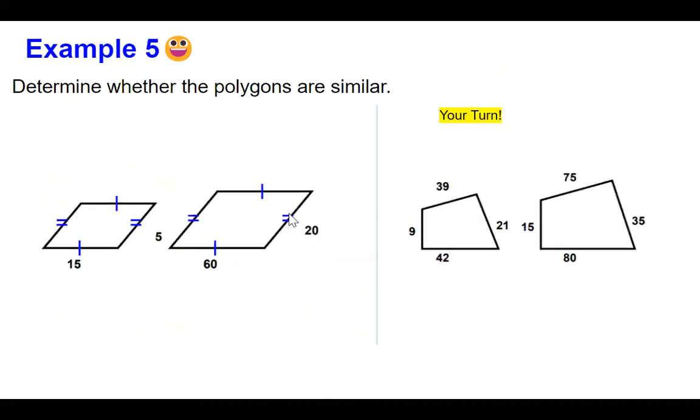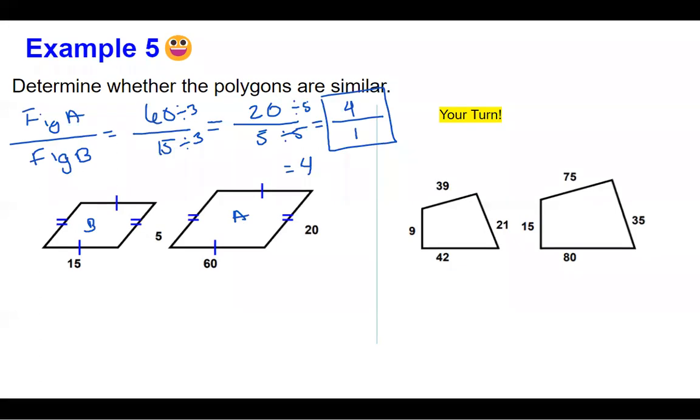Let's go ahead and try number 5, guys. Go ahead and skip number 4. Number 4 is from tomorrow. Let's go ahead and determine whether the polygons are similar or not. Go ahead and try these 2 on your own. Let's see if you guys can do it. We have our first one, a parallelogram, and the second one looks to be trapezoids, or quadrilaterals. Let's see what you guys get.